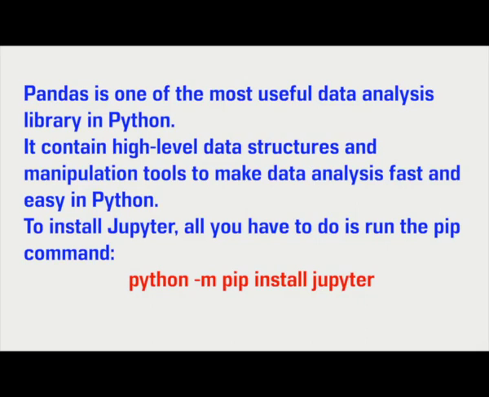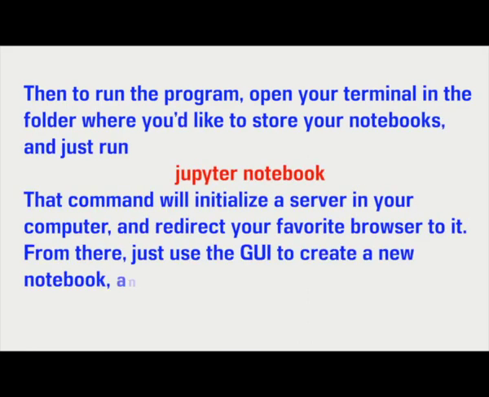To install Jupyter, all you have to do is run the pip command python -m pip install jupyter. Then to run the program, open your terminal in the folder where you would like to store your notebooks and just run jupyter notebook. That command will initialize a server in your computer and redirect your favorite browser to it. From there, just use the guide to create a new notebook and open it.